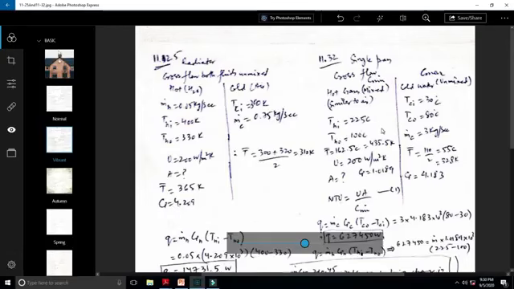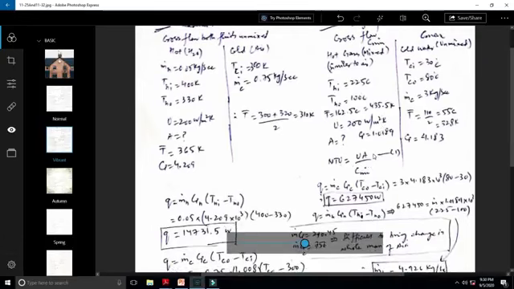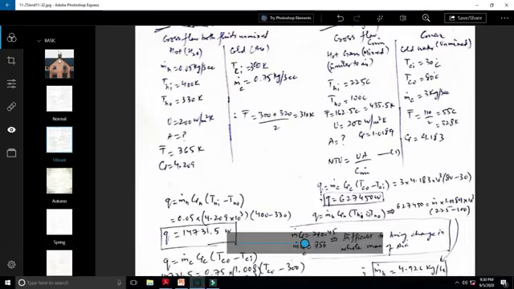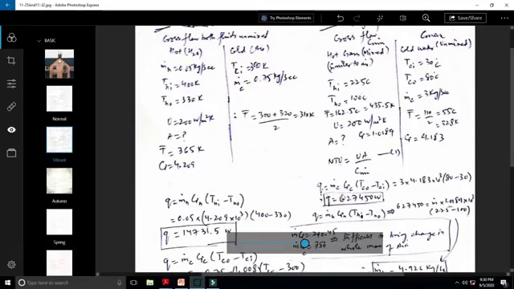Now if we want to proceed using the other method, the effectiveness-NTU method, again we will be finding out area as we had found out in the previous problem using NTU is equal to UA over Cmin. So first of all, the first two steps will be the same, whether we use the LMTD approach or the effectiveness-NTU approach. So we will be using Q is equal to m c delta T for the cold fluid, because we know all the parameters of the cold fluid.